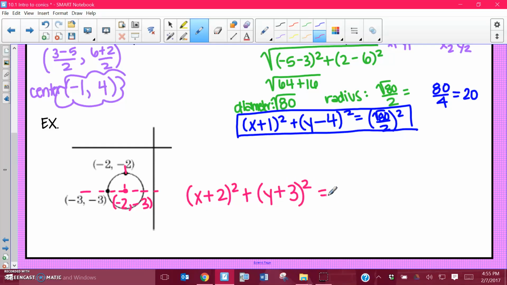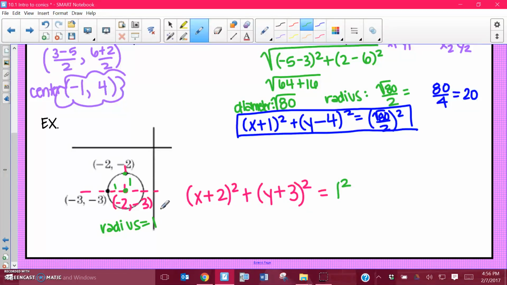And now I've got to find my radius. So when I'm looking for my radius here, I'm thinking about how far away is any point on the outside from my center. Well, I can see that that is just going to be 1 away. And if I went from side to side, I'd also see that that's just 1 away. So I'd have 1 squared, or just 1. So my equation would just be x plus 2 squared plus y plus 3 squared equals 1. Okay, so again, you've got to find your center, and then you've got to find your radius, and then you just write your equation.